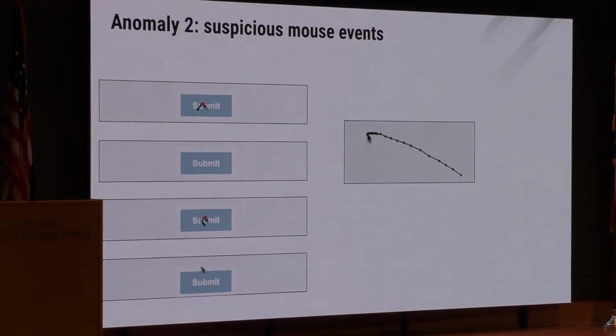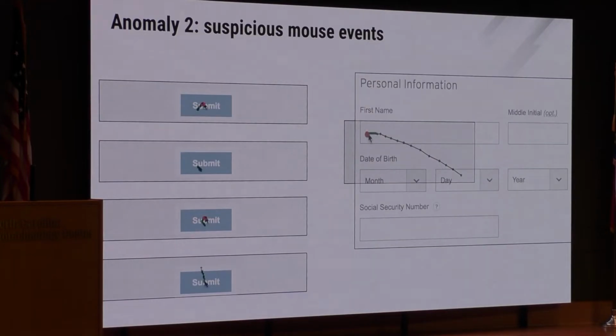This is what the legitimate applicants did. They would move the mouse to the first name text box, click it to give it the focus, then they would type their first name using key down, key up. There were no pasting operations.